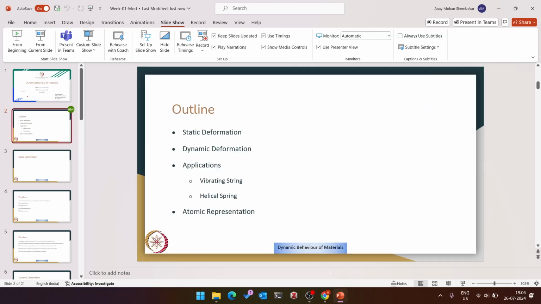In this week, this is the outline for this particular session. We covered only the starting points of the course: static deformation, dynamic deformation, the differences between those two, and where dynamic deformation is important, a wide variety of applications. We'll be looking at two models just to recap, and then how the atomistic picture of static deformation versus dynamic deformation looks like.